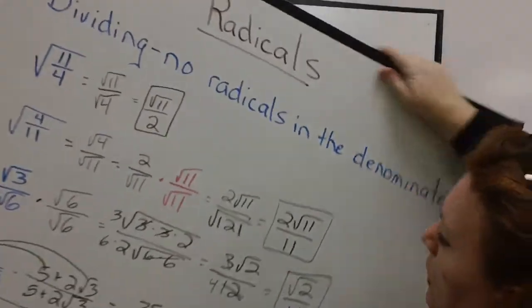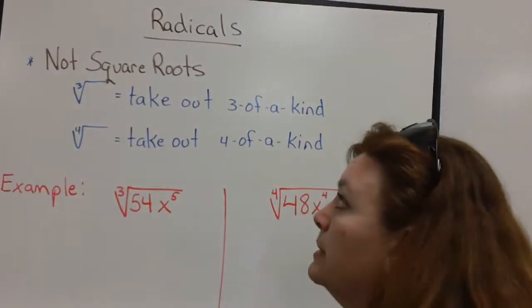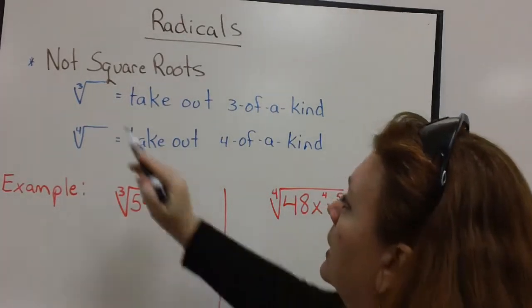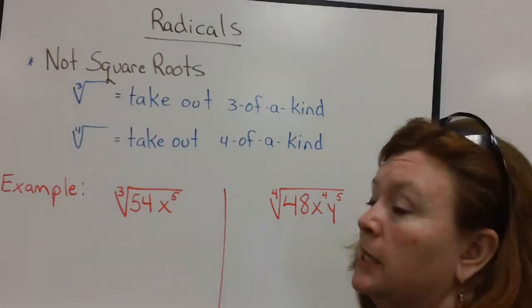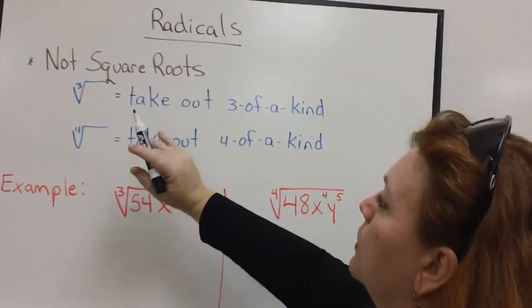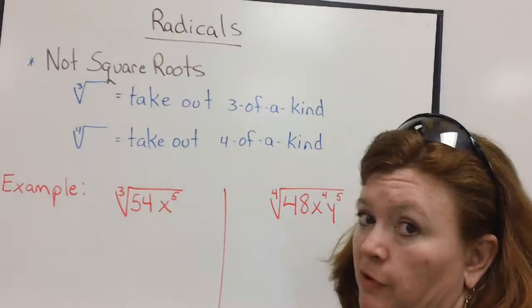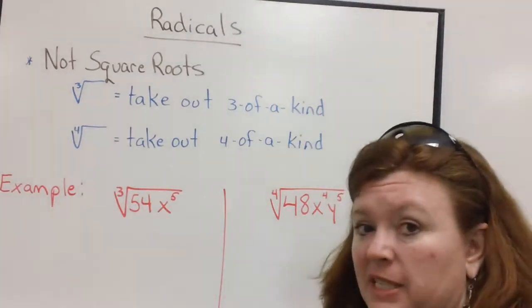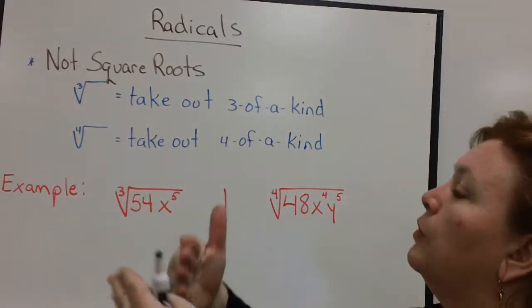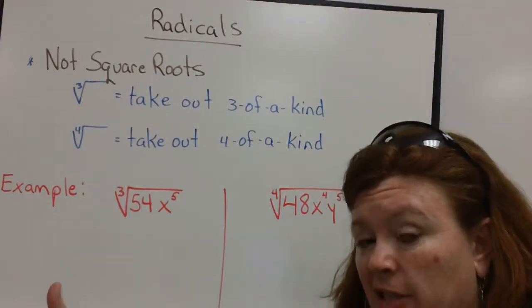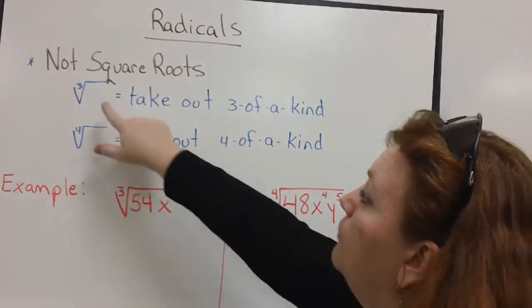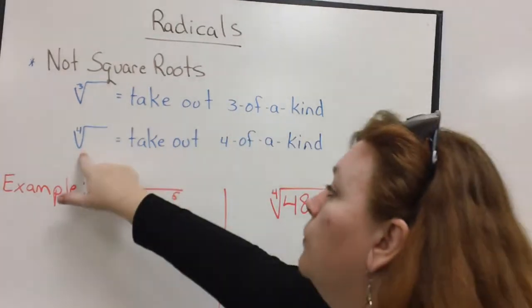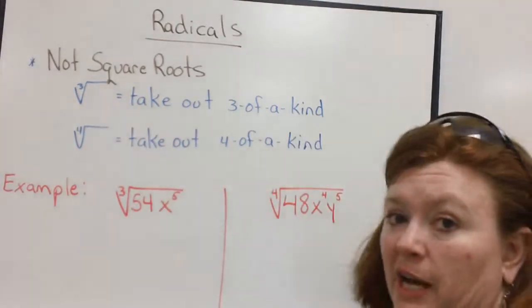The final topic that I want to mention is how to simplify a radical that is not a square root. A cube root, I'm going to do the exact same thing as for square roots. When you are simplifying a square root, if you recall from the previous video on radicals, you are breaking everything down into all its factors and then looking for 2 of a kind. Well, for a third root, I'm going to take out 3 of a kind. For a fourth root, I'm going to take out 4 of a kind.